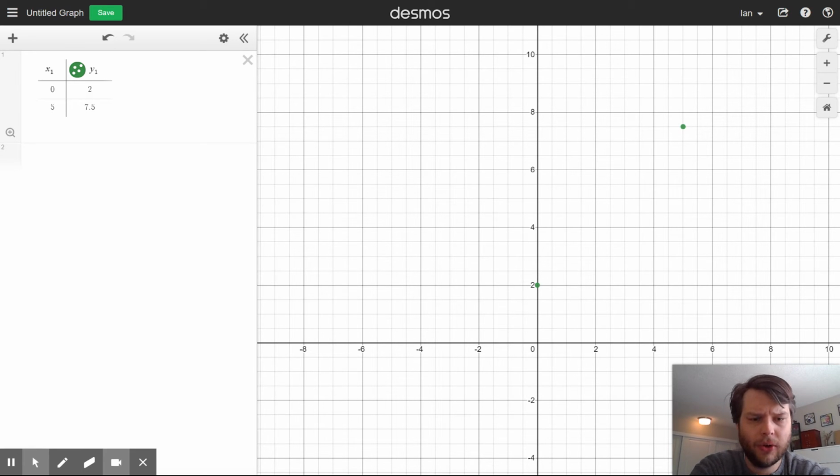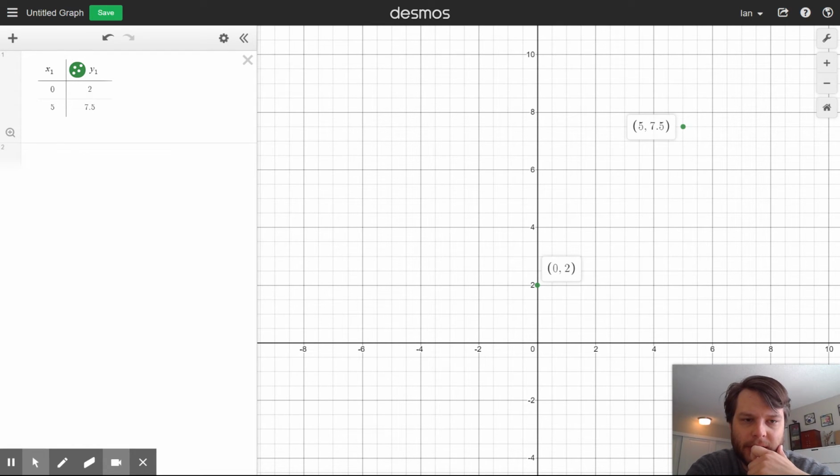A couple people asked about finding the equation for an exponential function that goes through some random points. So I typed in a few random points: (0, 2) and (5, 7.5). I'd like to point out that there's really an infinite number of functions that go through these 2 points. But I'm going to assume that my asymptote is 0, and then there's only really one exponential function that will go through these 2 points.